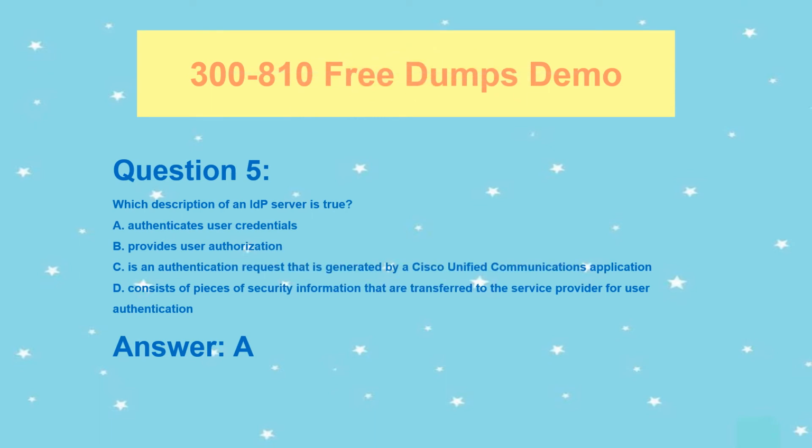Question 5. Which description of an IDP server is true? A. Authenticates user credentials. B. Provides user authorization. C. Is an authentication request that is generated by a Cisco Unified Communications application. D. Consists of pieces of security information that are transferred to the service provider for user authentication. Answer: A.